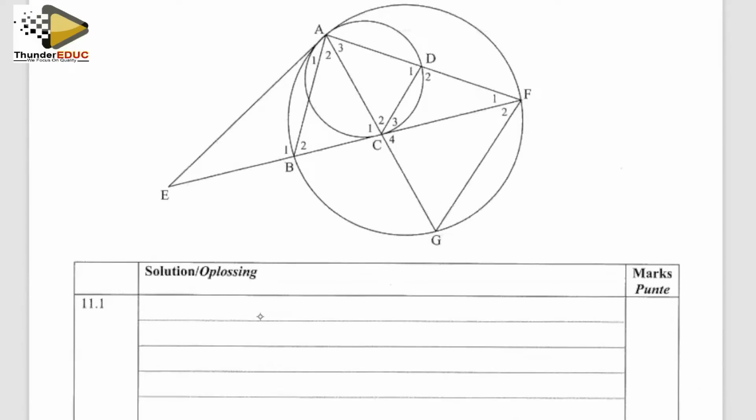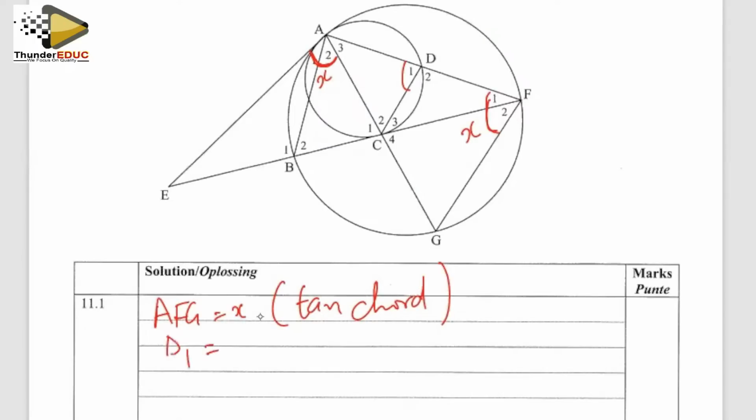So EAG, in other words the whole of this, is X. So for the other angles, since this is a tangent, the whole of this must also be X. So I'll say AFG is equal to X. That is the tan chord. Then the other one I'll say is that D1 is also X. Since that is X, this must also be X. D1 is X. That is also a tan chord.